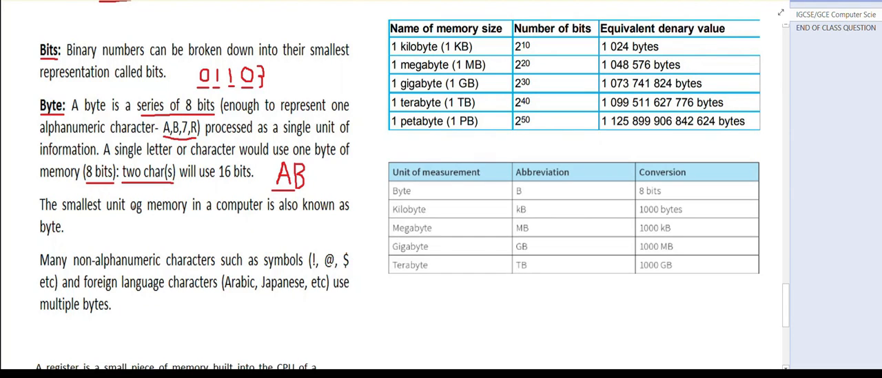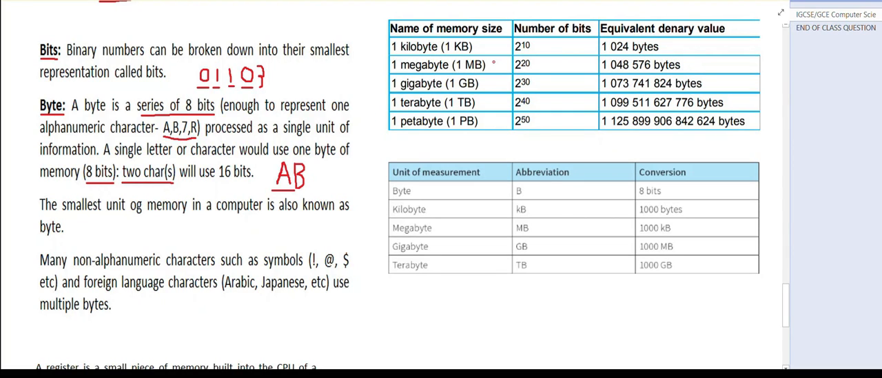The smallest unit of memory in a computer is also known as byte. Many non-alphanumeric characters, for example, exclamation mark, dollar sign, and foreign language characters, Arabic, Japanese, use multiple bytes. That means more than 8 bits can use 9, 10, 11 or as many, right?